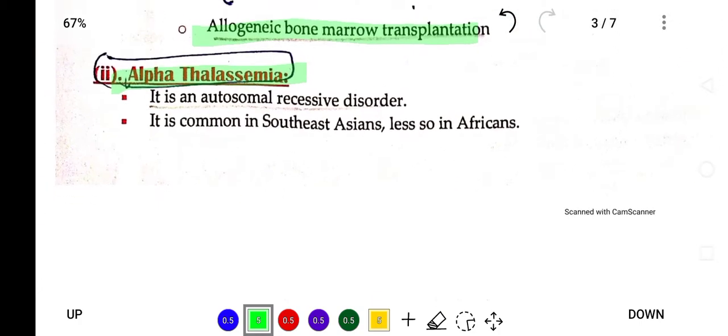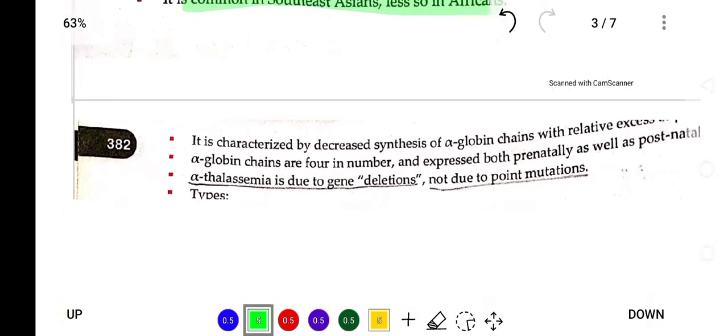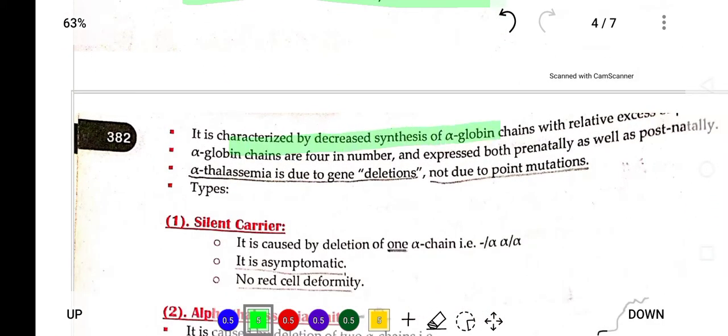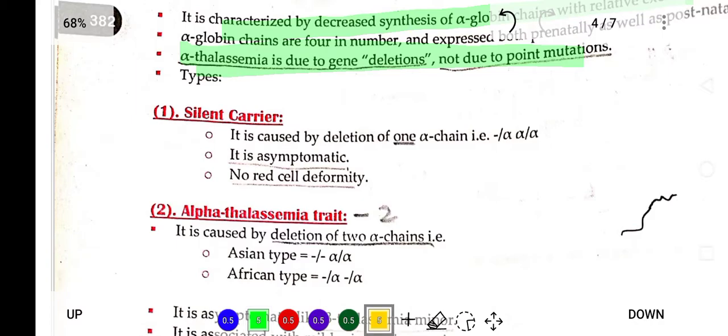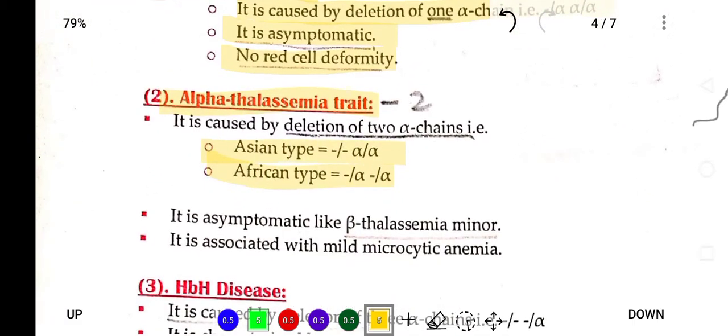Another thalassemia is alpha thalassemia. It is an autosomal disorder. It occurs in South Asian people and is characterized by decreased synthesis of the alpha globin chain. Alpha thalassemia is due to gene deletion, and silent carriers have deletion of one alpha gene, are asymptomatic, and have no red cell deformities. Alpha thalassemia trait shows Asian type and African type.